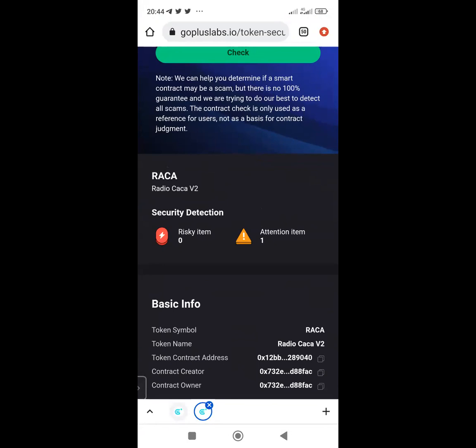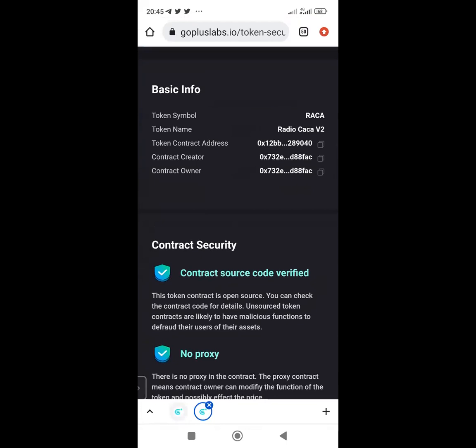So essentially, we can help you determine if your smart contract may be a scam, but there is no 100% guarantee. We are trying our best to detect all scams. This is the service GoPlus Security does for you.